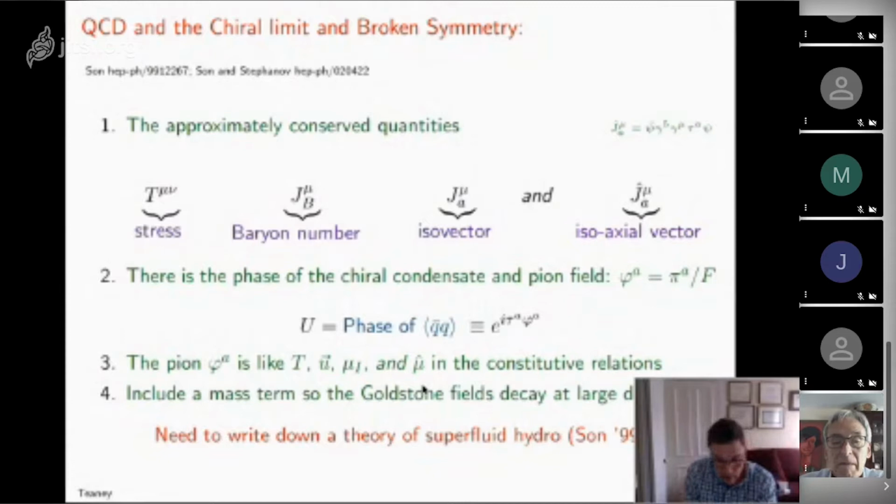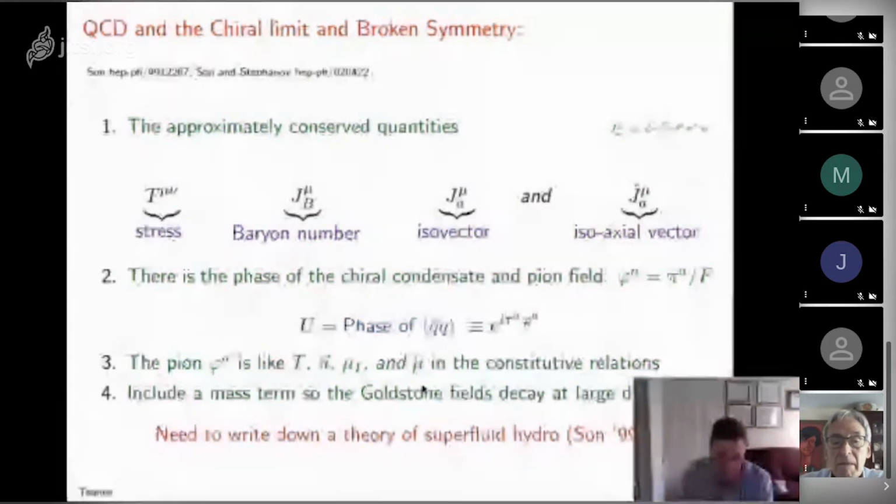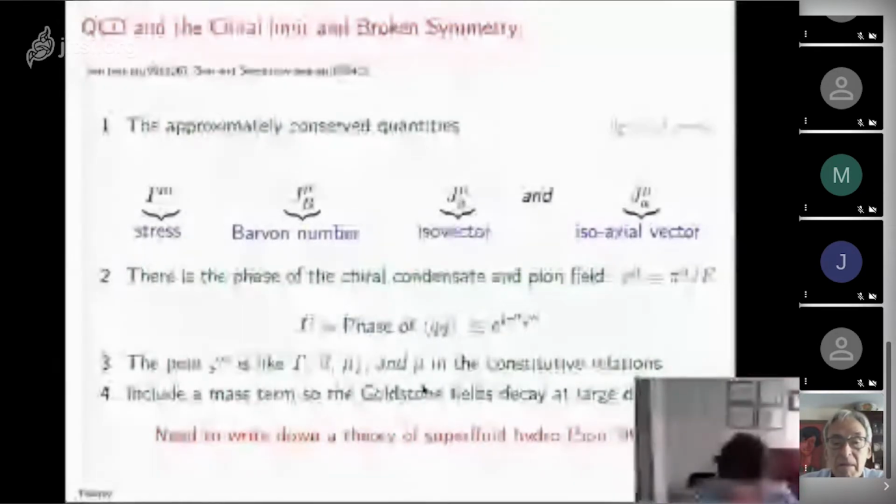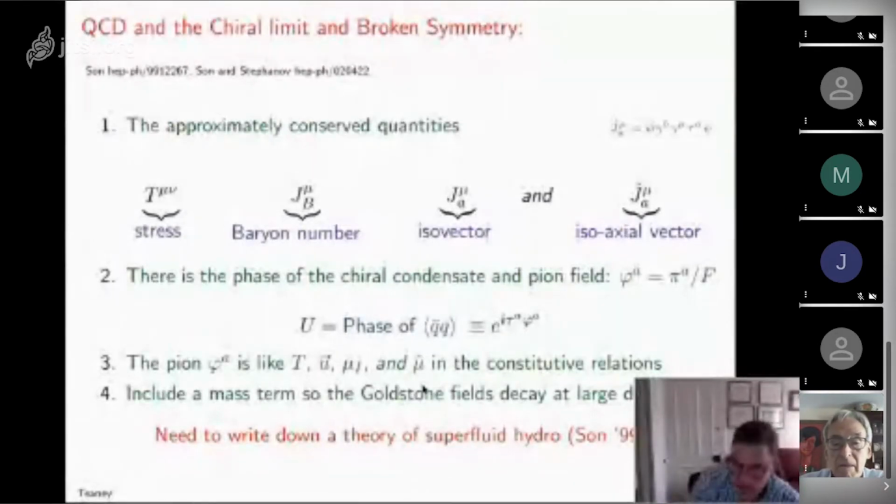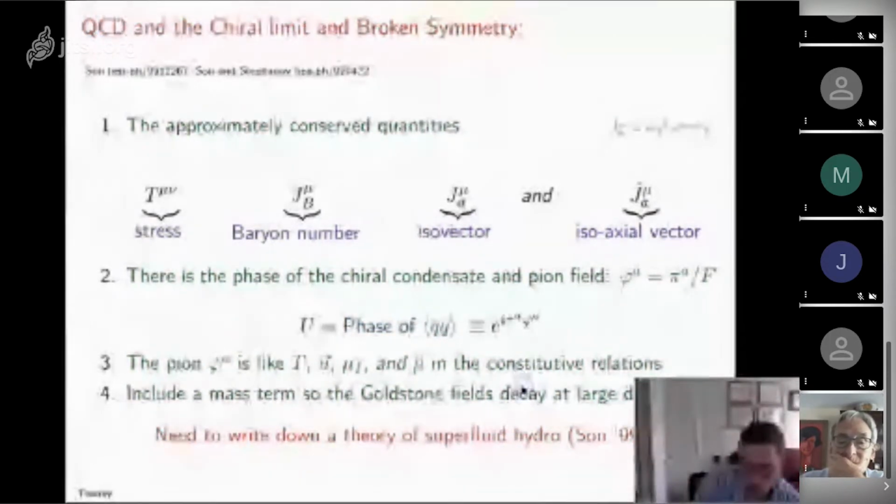Further, in the real world, there's a mass term. Because of the mass term, this axial vector charge will not be precisely conserved, and the pion field will decay at large distances. That's very important in the real world, so how large the mass is is very, very important.